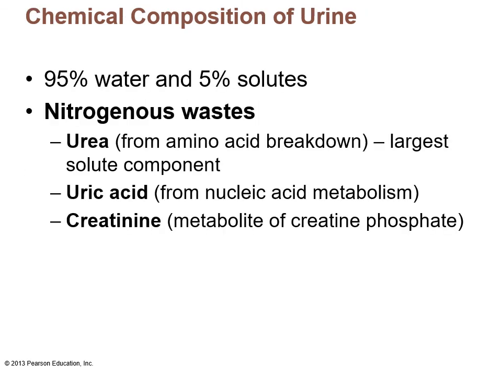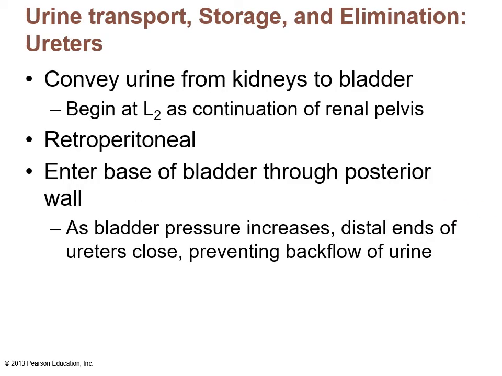Urine is mostly water, 95%, and 5% solute. The solute is primarily urea, which makes up most of the solute load of urine, and it comes from protein breakdown. That's the largest solute component. You also will have some uric acid from nucleic acid metabolism, and creatinine, which we talked about earlier as a metabolite of creatine phosphate.